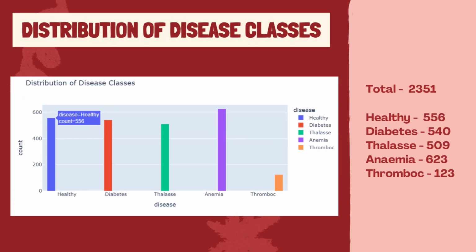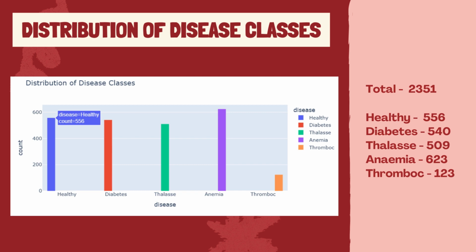Here we have created a bar diagram using plotly.express for visualization of a total of 2,351 participants. This bar graph showcases the distribution of individuals based on their health conditions. Starting with the healthy group, we see that 556 individuals reported no health issues. This is the second largest group among our participants.